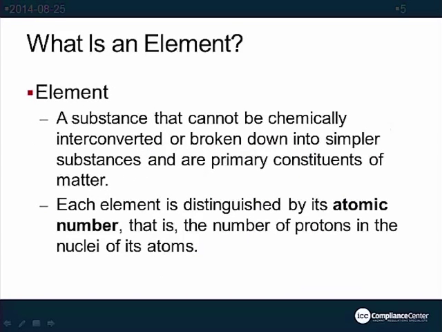An element is defined as a substance that cannot be chemically interconverted or broken down into simpler substances. Elements are primary constituents of matter. Each element is distinguished by its atomic number. For example, uranium's atomic number is 92. This represents the number of protons in the nuclei of an atom of uranium. Please note that each element has a unique number of protons, starting with the element hydrogen, which has 1 proton.